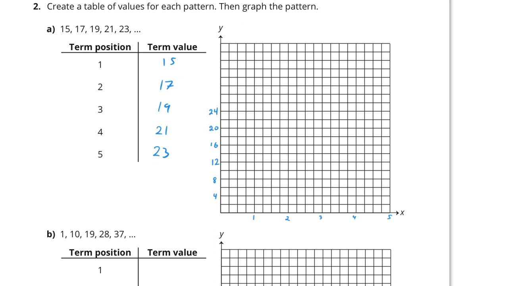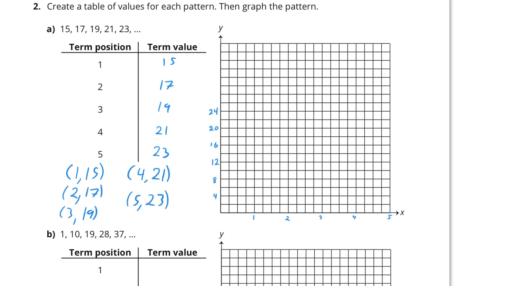All right, our next step is taking this table of values and turning them into ordered pairs so that we can plot them onto our graph. I'm going to do this very fast. Let's just put at 1 we should have a 15. At 2 we should have a 17. At 3 we should have a 19. At 4 we should have 21. And at 5, we should have 23.